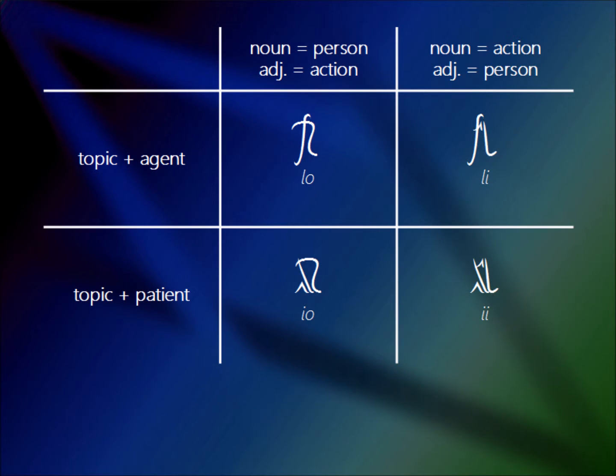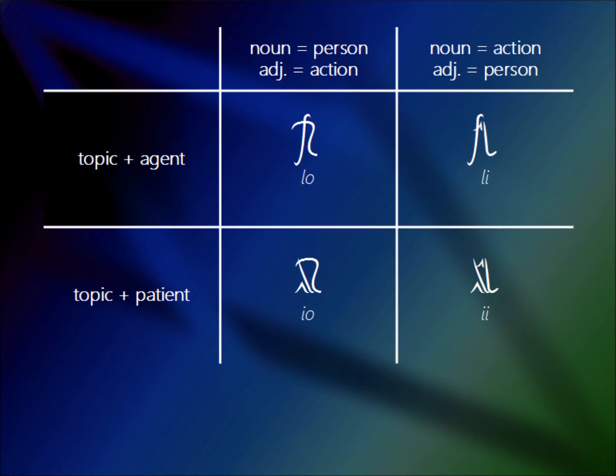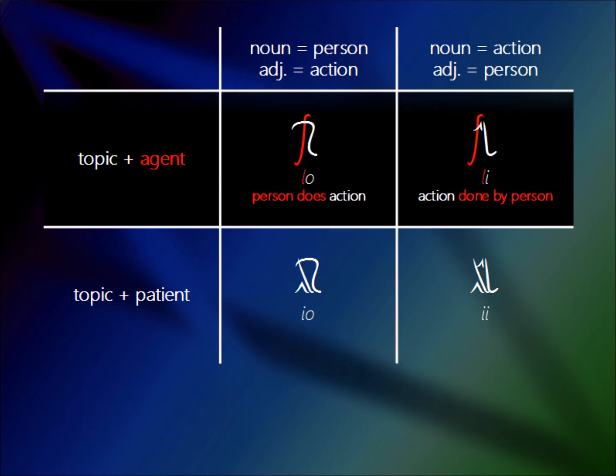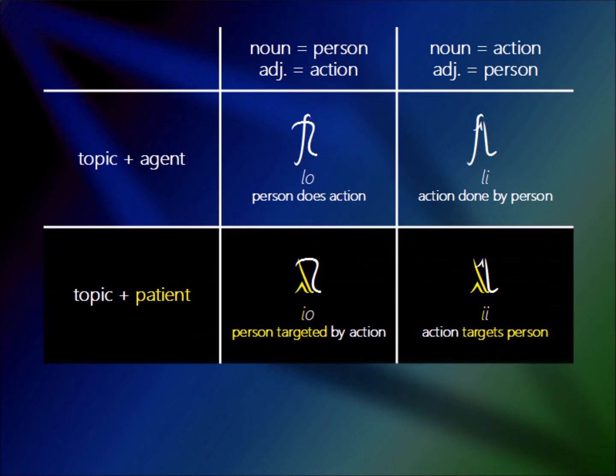So again, the top two particles combine a topic with an agent. Lo puts the agent up front and uses the action as an adjective. Li puts the action up front and uses the agent as an adjective. The bottom two particles combine a topic with a patient. Yo puts the patient in front and uses the action as an adjective. Yi puts the action in front and uses the patient as an adjective.